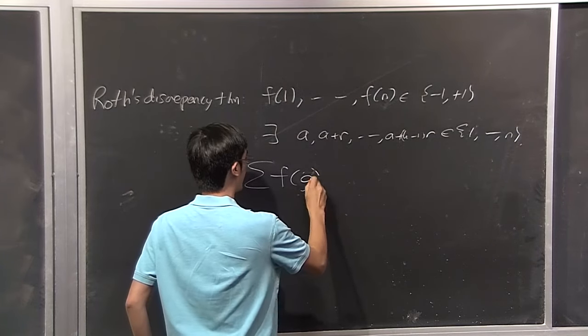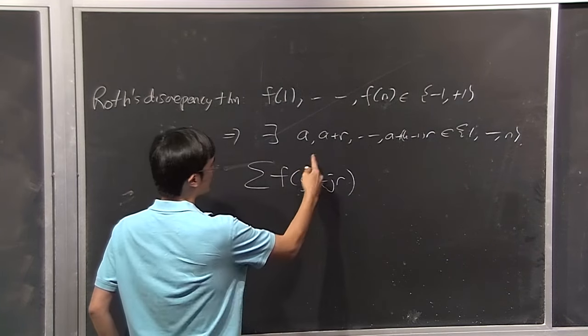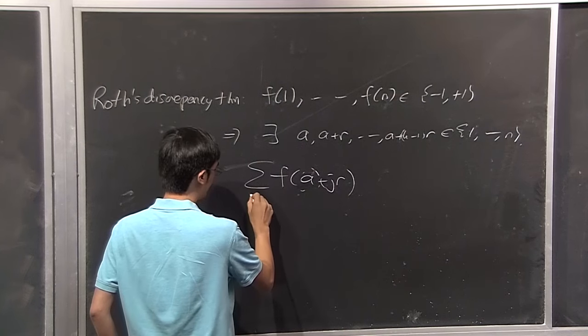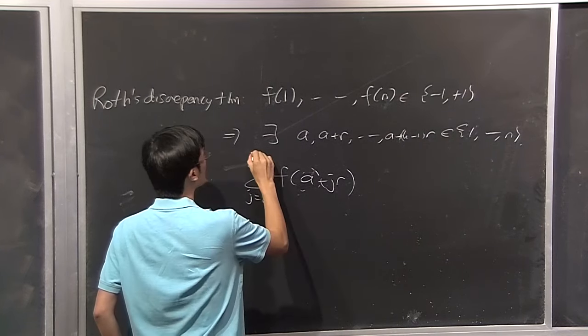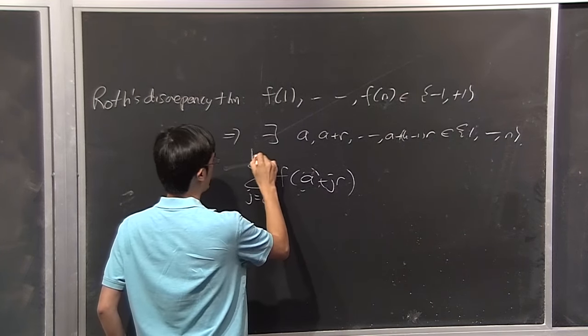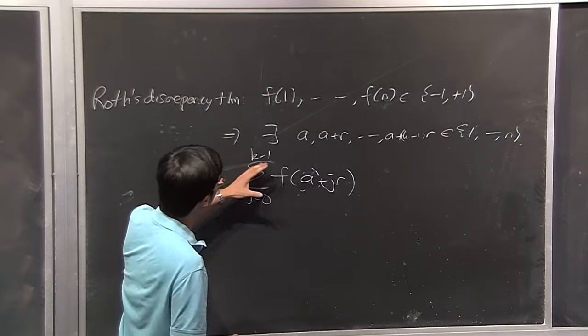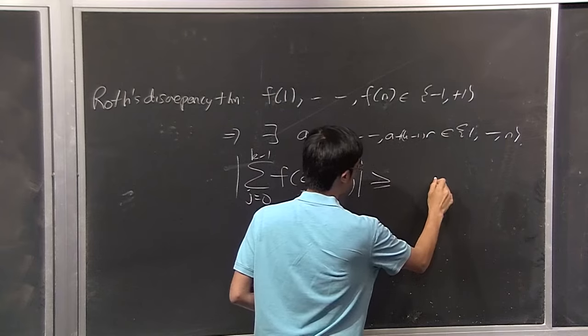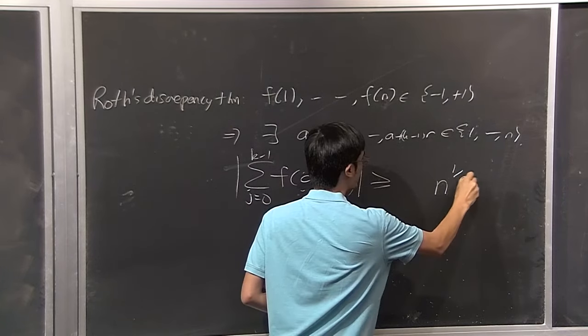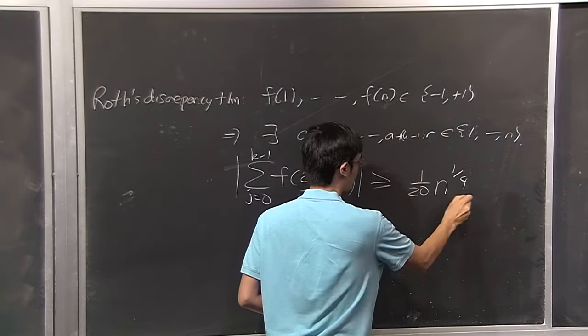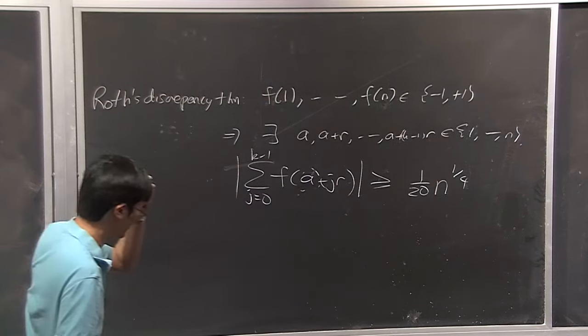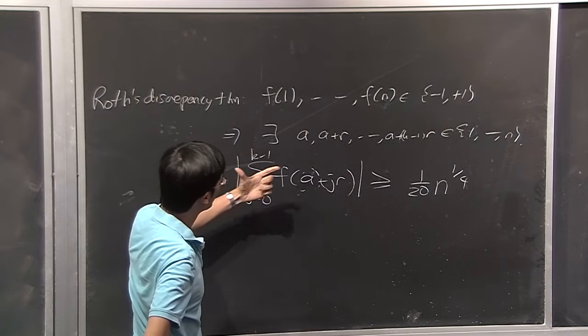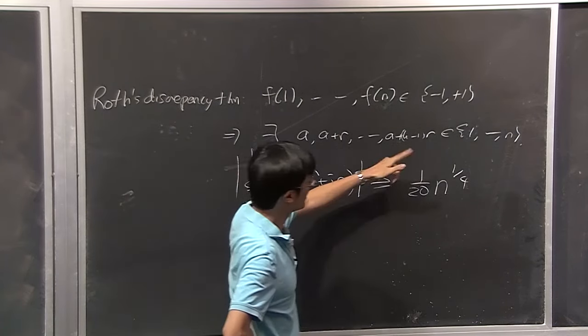Let's say a plus jr. So if you sum up your elements in the sequence, k minus one, there was some arithmetic progression where there's a lot of imbalance. Now this sum is actually pretty big. I think the bound you get is n to the 1/4 times a constant, which you can take to be 1/20, for instance. The constant's not important.